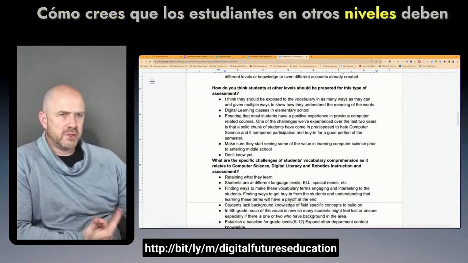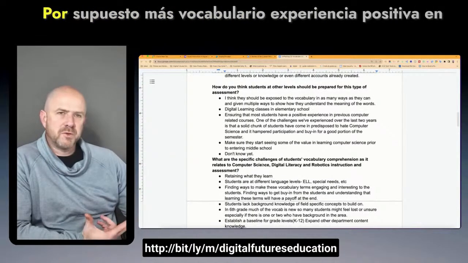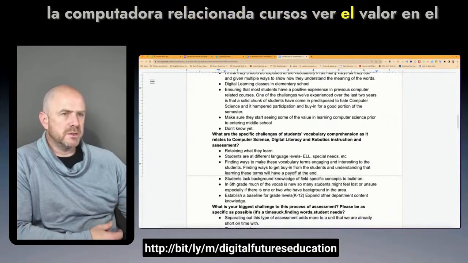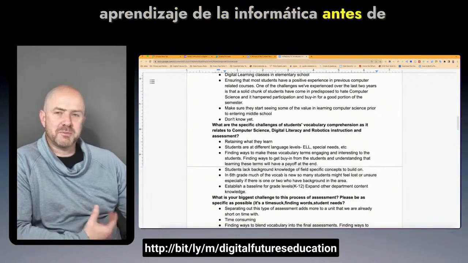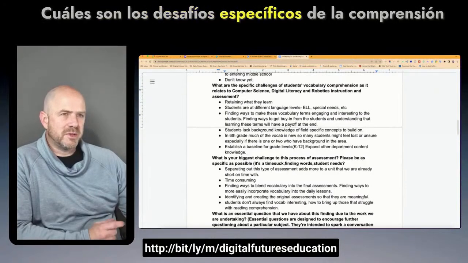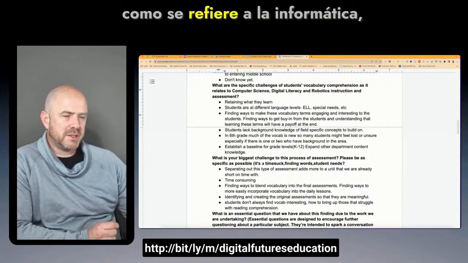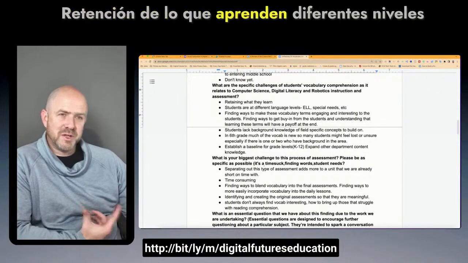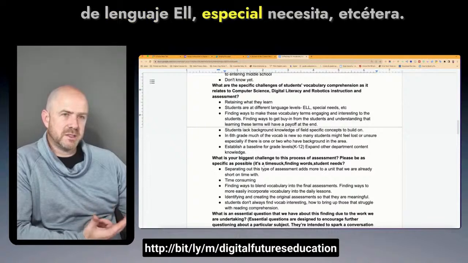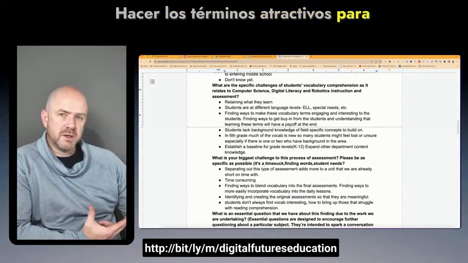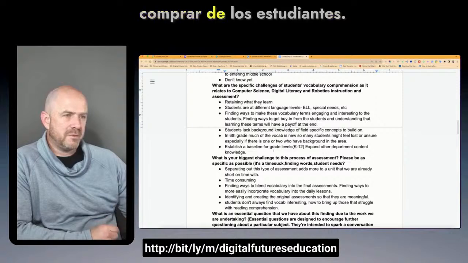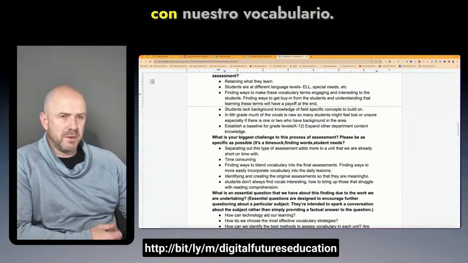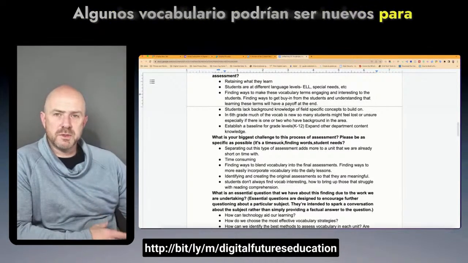How do you think students at other levels should be prepared for this type of assessment? Of course, more vocabulary, positive experience in computer-related courses, see the value in learning computer science prior to being at the middle school level. What are specific challenges of students' vocabulary comprehension as it relates to computer science, digital literacy, and robotics instruction and assessment? Retaining what they learn. Different language levels, ELL, special needs, etc. Making the terms engaging to the content, super important. Finding ways to get buy-in from the students, understand that these terms will have a big payoff at the end. Establish a baseline with our vocabulary. Some vocabulary could be new to students at certain levels.